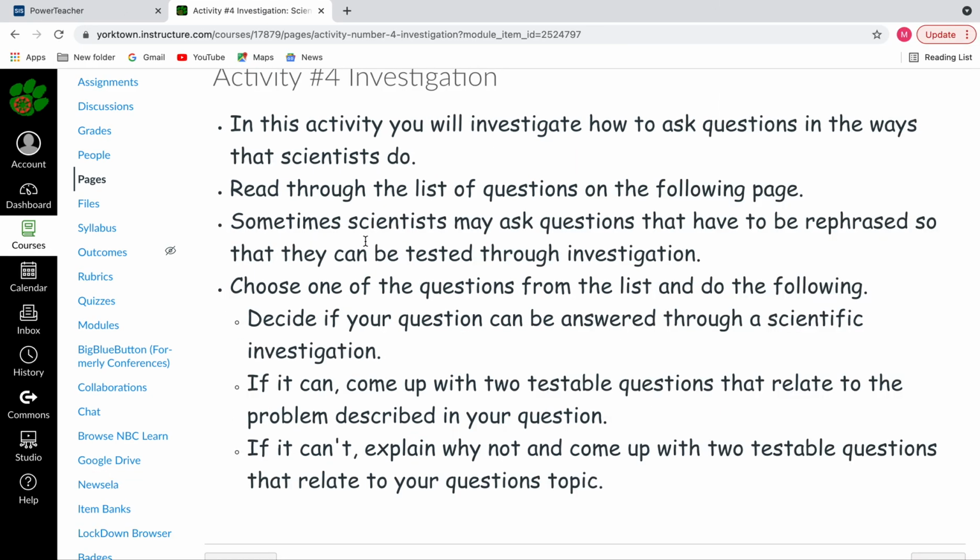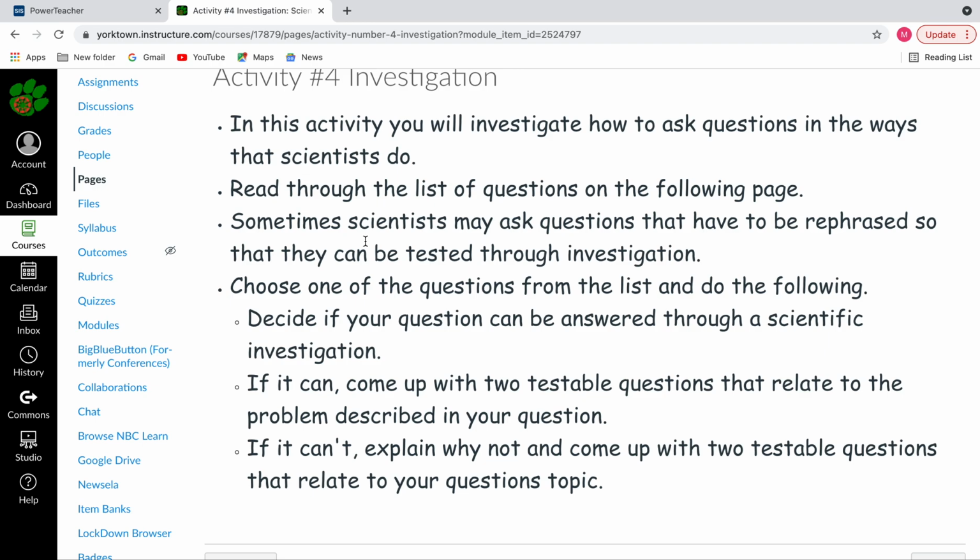So by now you've responded to the getting started questions. You moved on to the next page, and that's where you were trying to come up with questions that you thought could not be answered through scientific investigation because the answers depended on personal preference or moral value, or maybe even related to a phenomenon that can't be measured. So now we're moving on to the activity in itself.